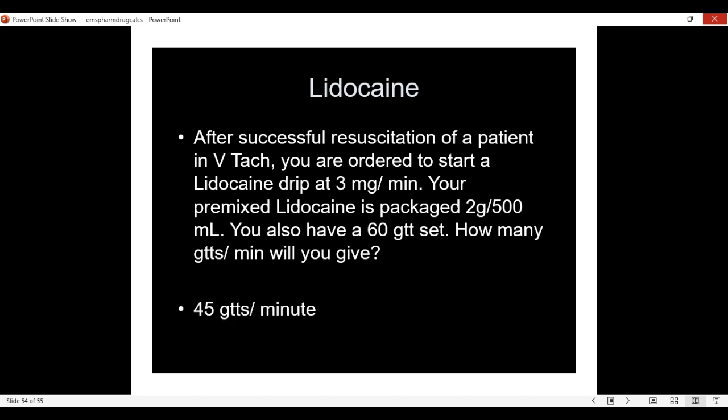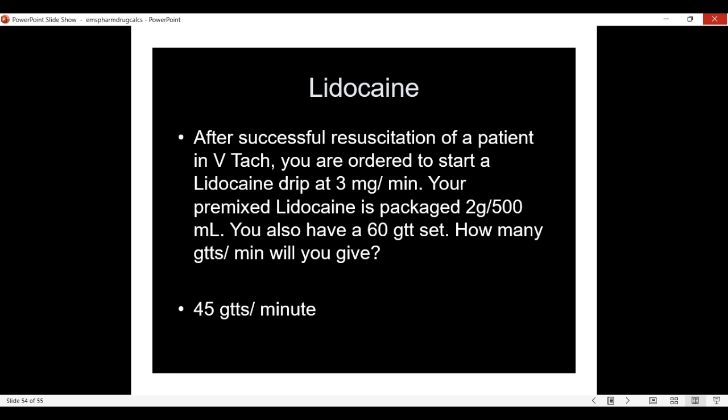So first of all, we're going to have to convert our concentration to milligrams, right? So we have 2,000 milligrams, because 2 times 1,000 is 2,000. We're going to divide that by 500. That gives us our 4 milligrams per milliliter. So we can go back and use that clock method. So 3 times 15 is 45.